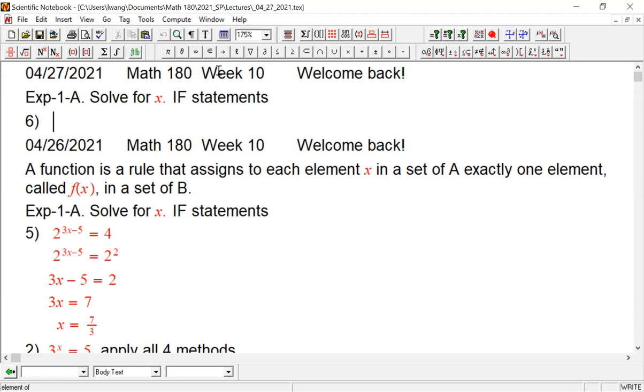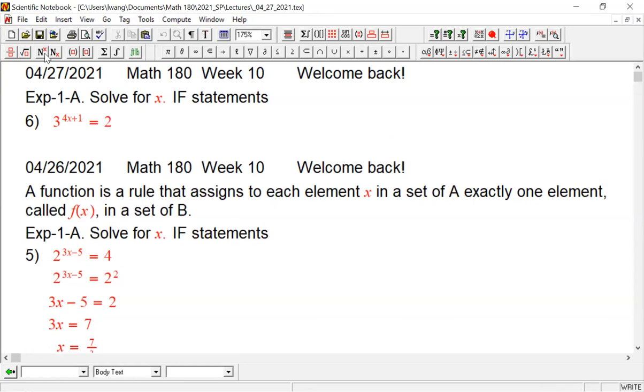Number 6 goes like this. We have 3 to the power of 4x plus 1 equals 2. I think I'll just get started. You guys do it with me. How about that? Okay.